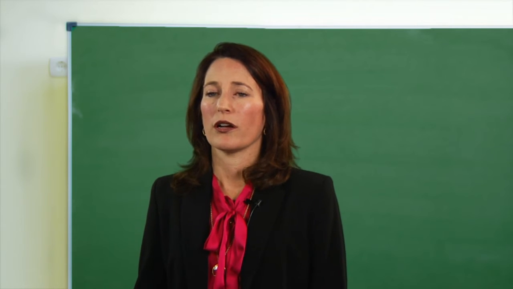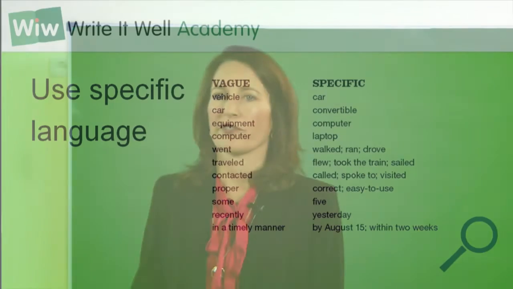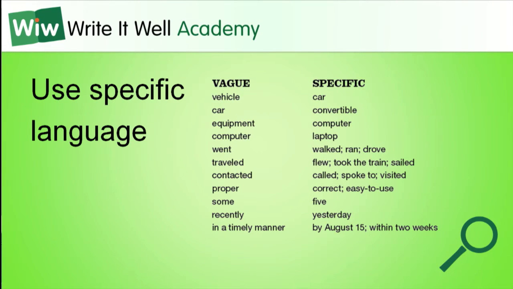And then here's some more examples again of vague and specific language. So we often see these: a vehicle becomes a car. Wow, keep going with that. A car goes to a convertible. All right, another example, equipment. I need some equipment. What kind of equipment? You need a laptop. All right, I went there. How did you get there? You ran, you walked, you drove. I traveled. How did you travel? So, this may not be business relevant for the kind of writing you do, but you can see how you can apply it to your work. Instead of using vague language, use specific language.